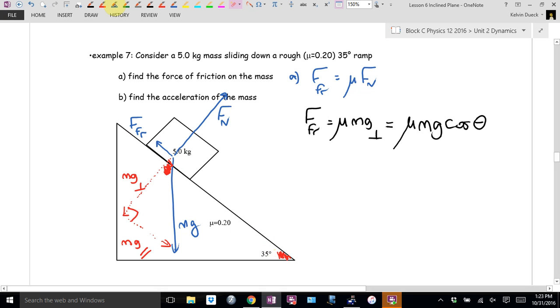Okay, now we've got plug and chug. What's mu? 0.2. Mass doesn't cancel this time. 5 times 9.8 cosine of 35.